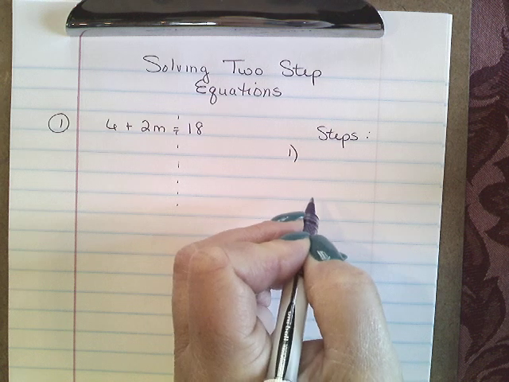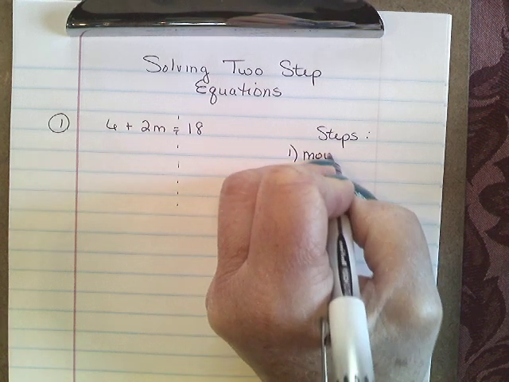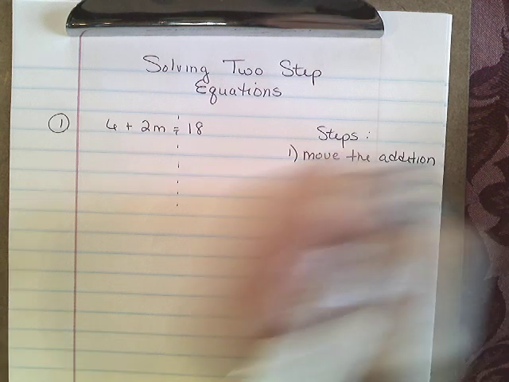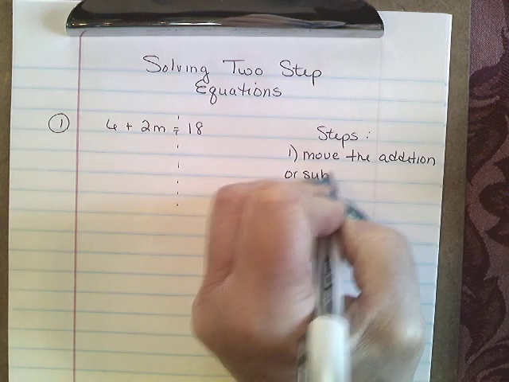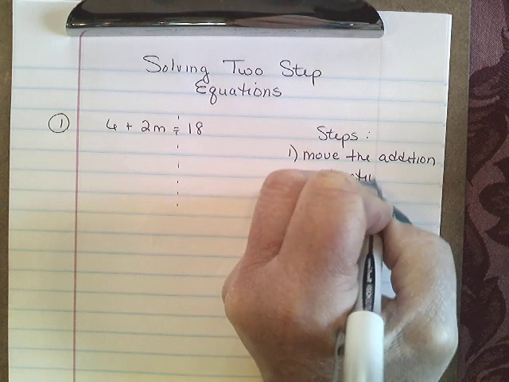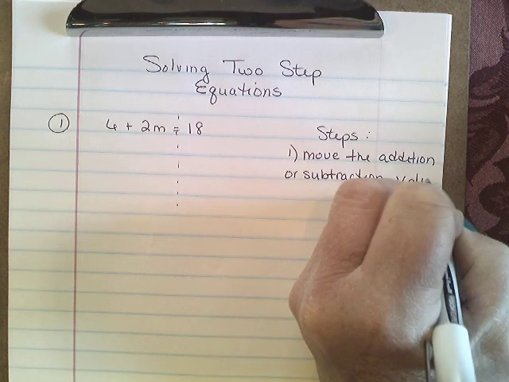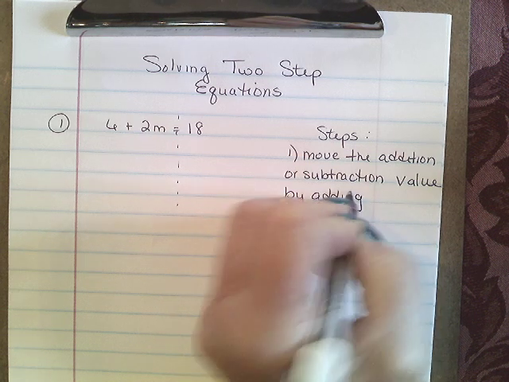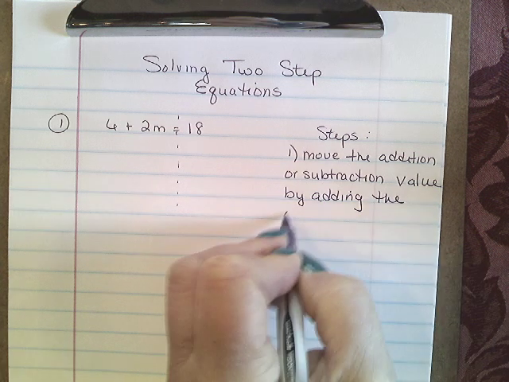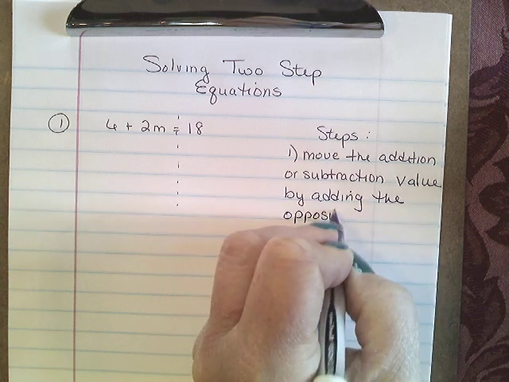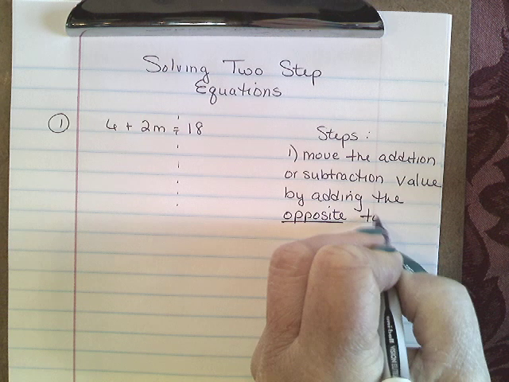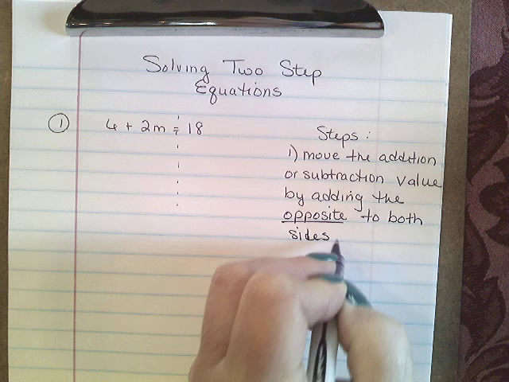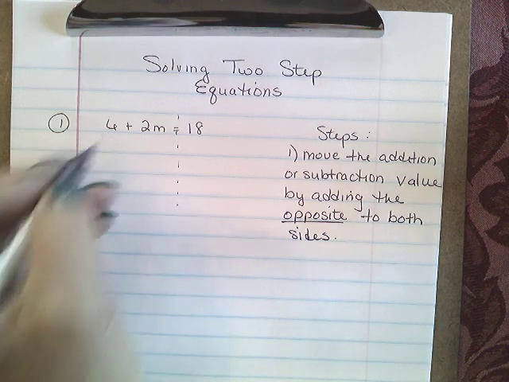So step 1 is to move the addition or subtraction values by adding the opposites to both sides. So in this case, in example 1, that would be the 6.